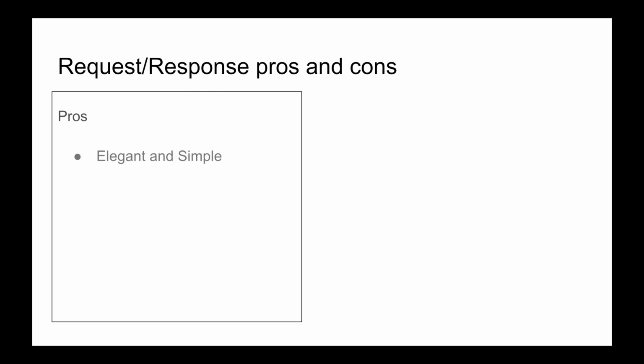All right, what's good, what's bad about this? Pros. It's very elegant and simple, yes. If you have only two pieces of software talking to each other, that's beautiful, and I still love that. But once you get into complicated scenarios, not really, right? It's elegant and simple, I love that.